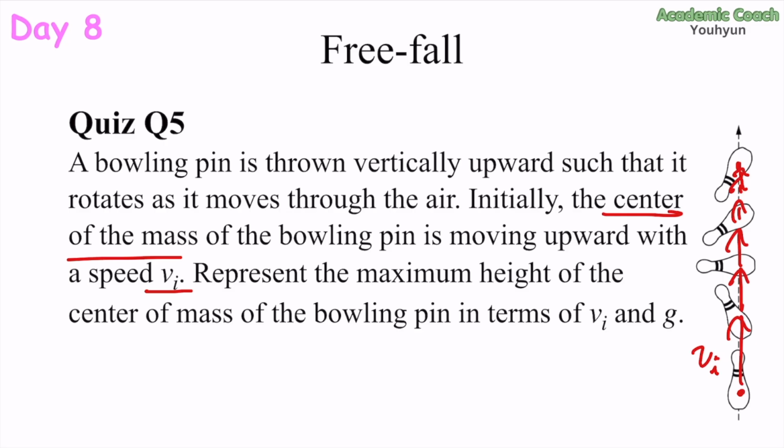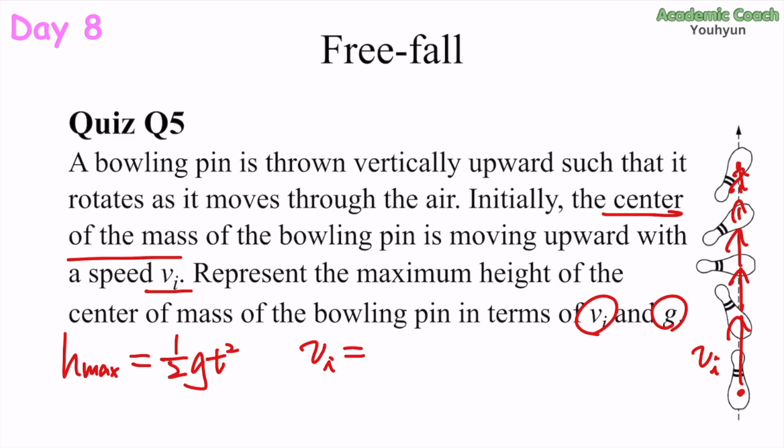And by using free fall tricks, we know that the max height of center of mass, h max, can be represented using 1 half g t squared. The only thing is, it asks us to represent it using v initial and g. And now we can also think of another free fall trick equation, which is v initial is equal to square root of 2g h max.